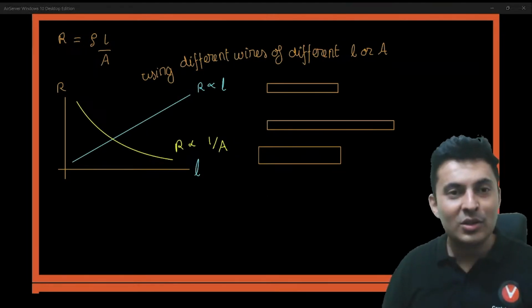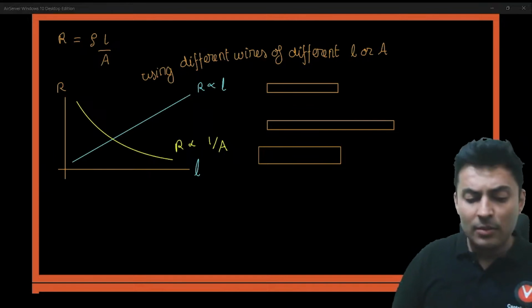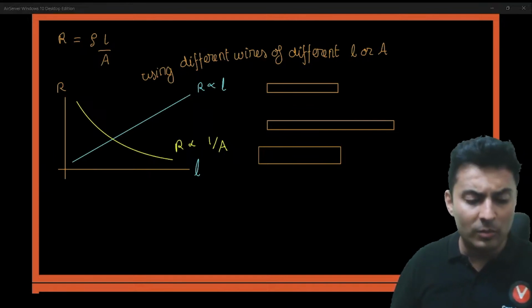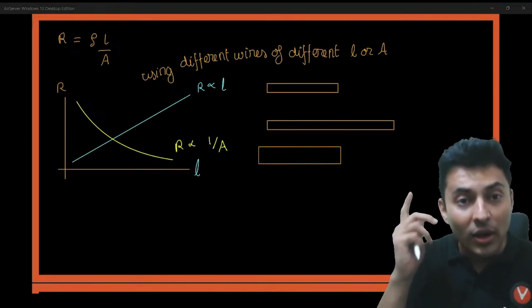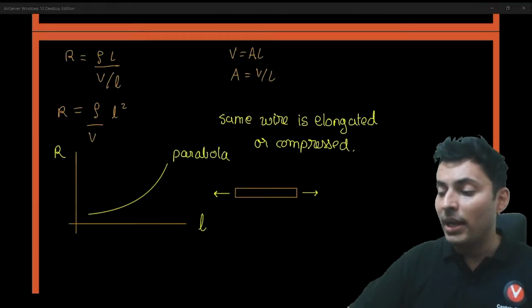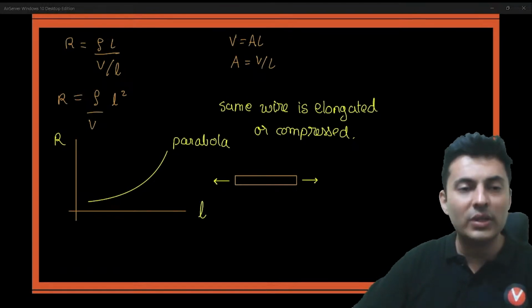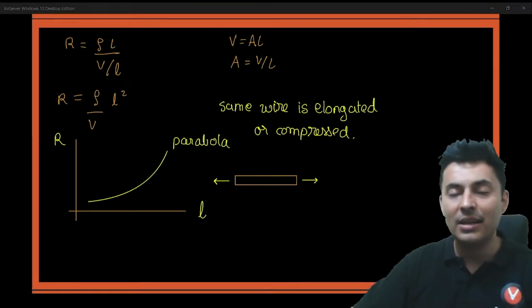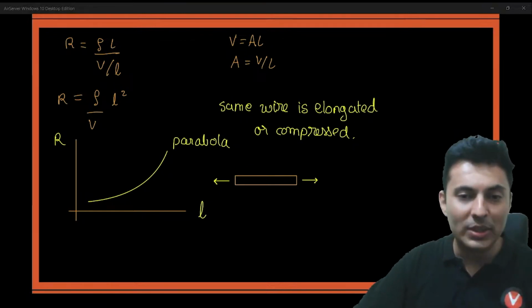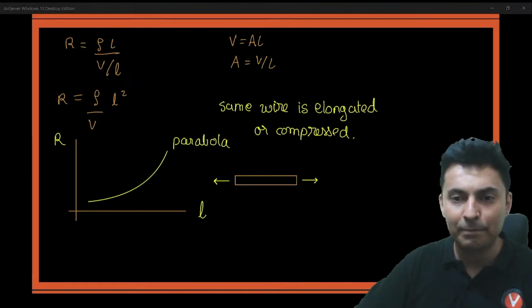Is that okay? So in the previous one, wire 1 was brought by this student, wire 2 was brought by that student, or multiple experiments with different wires were conducted, or the same wire only was pulled and compressed. Accordingly, the formula will change. Usually the questions are on the same wire being pulled or being compressed. Usually, that is what I have seen. Most of the questions are like that.